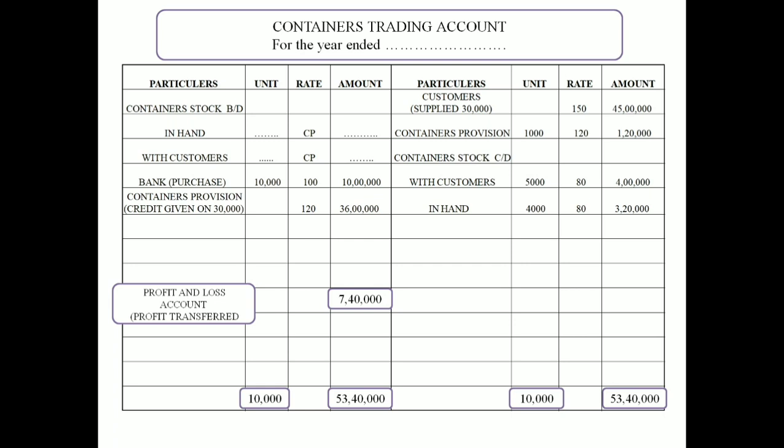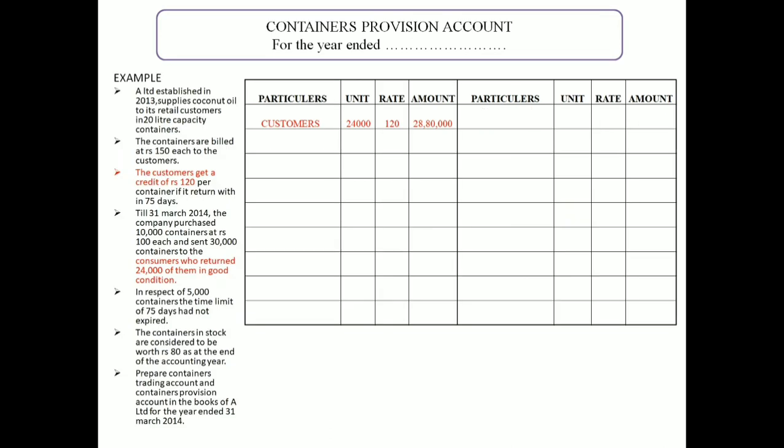So let us see how to make the containers provision account. In the containers provision account, there will be an opening of a containers return situation. So containers returned by the customer is calculated on the returnable price. 24,000 is returned by the customers, and the returnable price is 120, that is equal to 28,80,000. That is the amount.